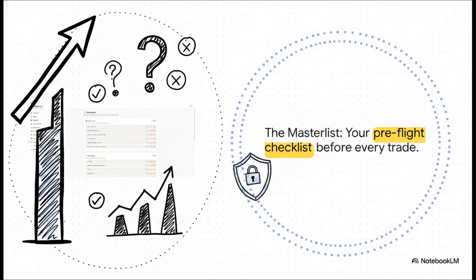The master list takes those rules from your research lab and turns them into a simple pre-trade checklist. Is there a prior uptrend? Yes or no? Do you see skyscraper volumes? Yes or no? It forces you to be disciplined right at that critical moment of decision.